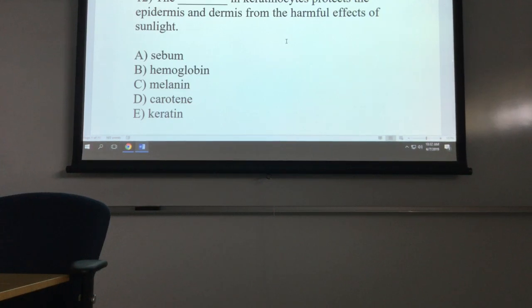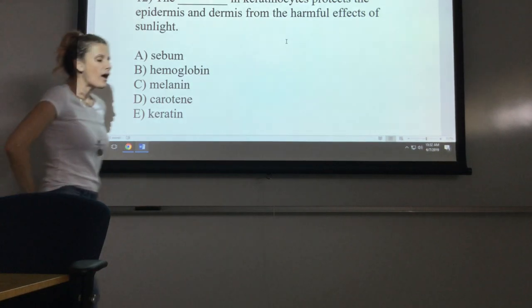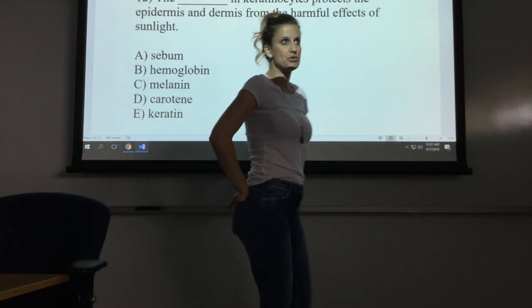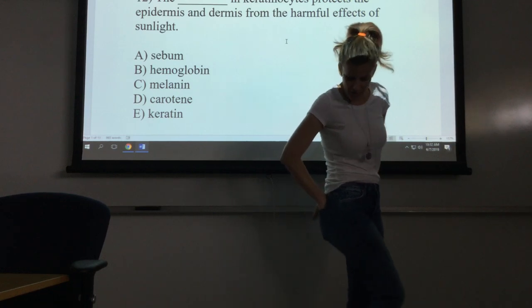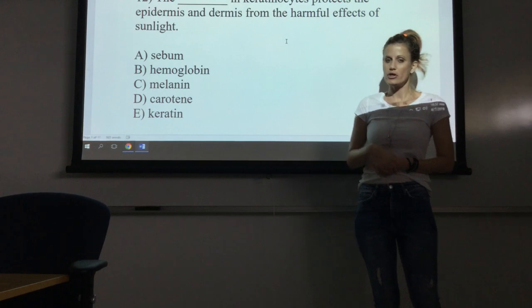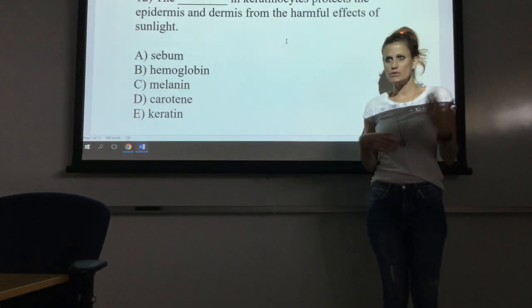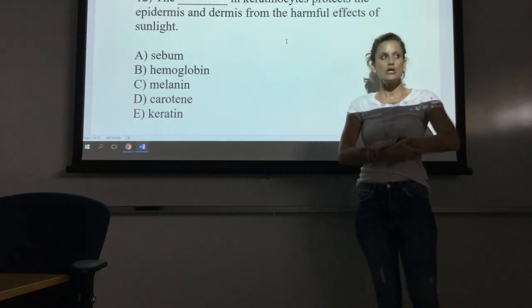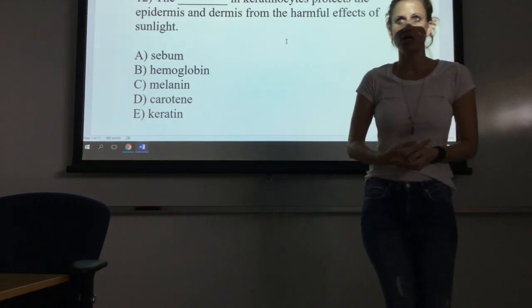The blank in keratinocytes protects the epidermis and dermis from the harmful effects of sunlight. So first off, why is the sun damaging? Remember that the sun has UV radiation, and that radiation can cause DNA mutations and cause cancers. Right? That's why we use sunscreen and stay out of the sun to try and prevent skin cancers. So sunlight is damaging because of the radiation.